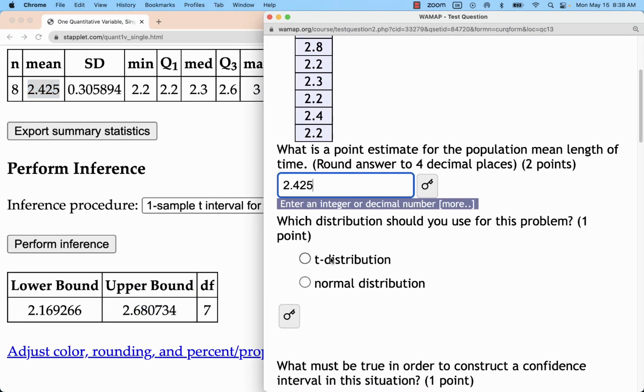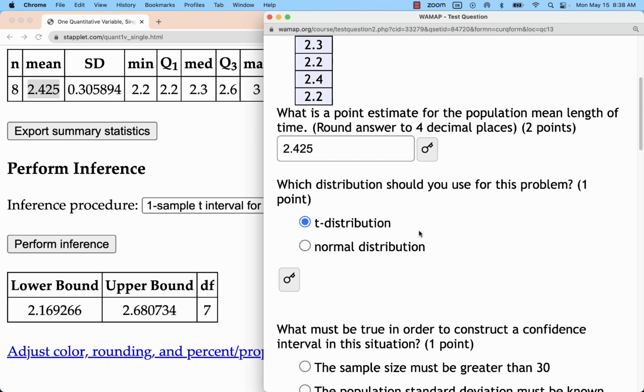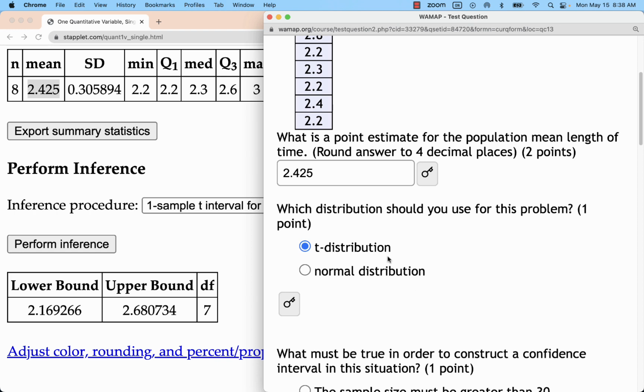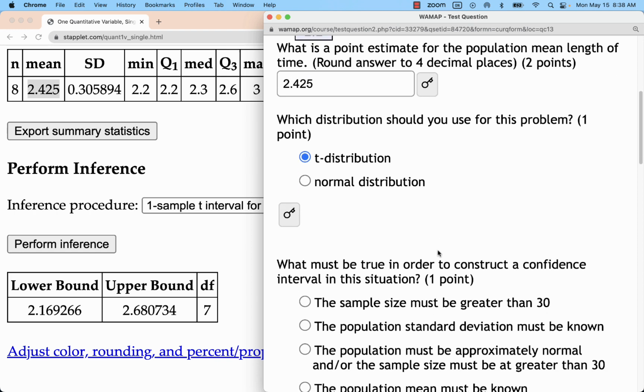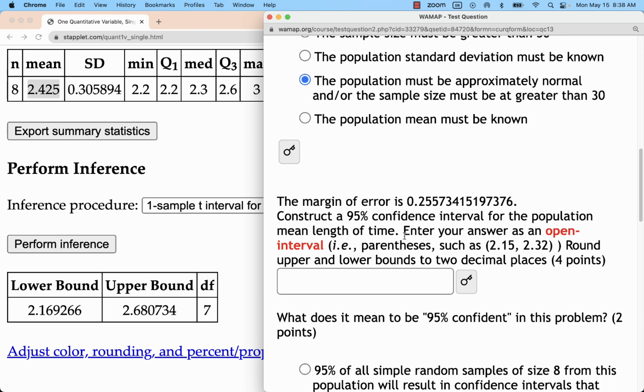We will always use a t-distribution for these, and that's a newer distribution. It's going to account for the uncertainty of estimating the mean because our sample is also estimating the standard deviation at the same time. And to be able to do this, we need to either have a normal population or a large enough sample size. And so that will be that third option.